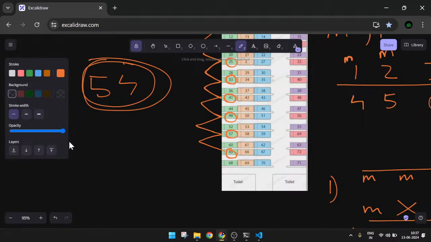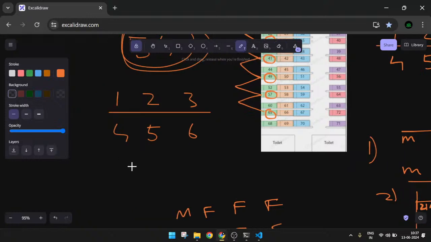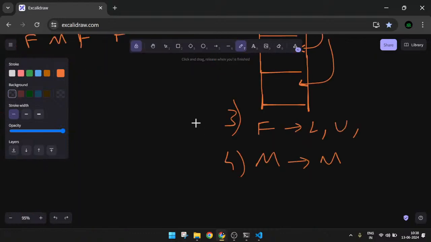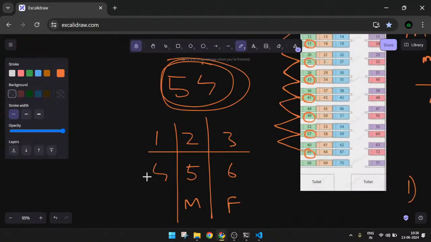And the pattern is 1, 2, 3, 4, 5, and 6. What's the preference of a male? Male takes these seats, this one. It's preferred that males take this seat and females take this seat, either this or this, lower or upper. It was written on that website. This condition. Okay.